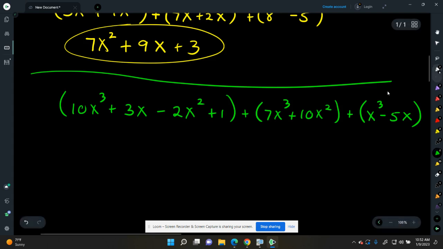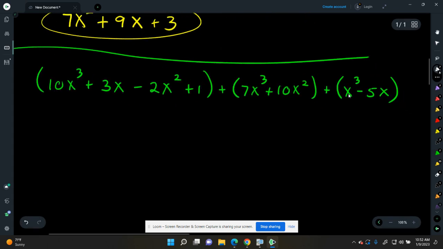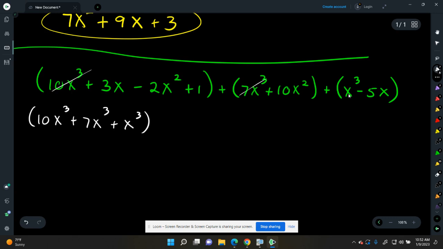Okay, so we're going to start by putting all my like terms together. So let's see, x to the third. I've got a 10x to the third, I have a 7x to the third and an x to the third, right? So when I have problems like this, I like to cross off the ones I've already combined, so I don't lose track. Plus, I have a 3x. So 3x, do I have any like terms for that? Yes, negative 5x, good.